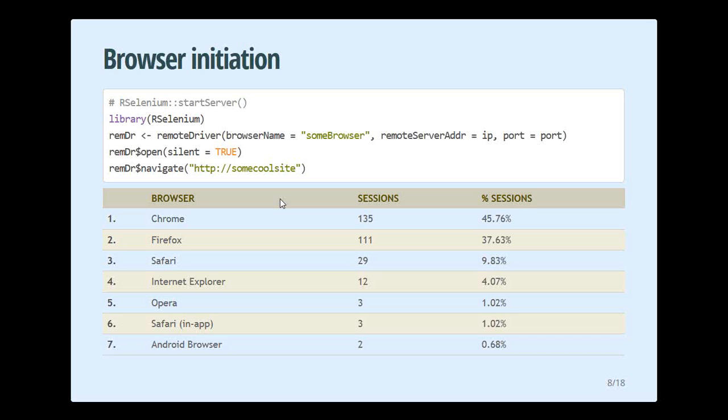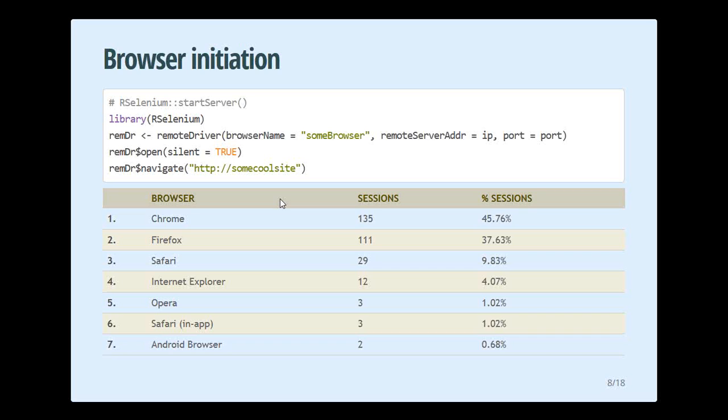Once we've given the arguments to the remote driver class, we can use the open method, which will actually instantiate or open the browser. And there's an optional argument, silent equals TRUE, so we won't get any output printed if we want silent equal to TRUE. Once we've gone ahead and initiated a browser, then we can go ahead and navigate and continue using the RSelenium package.